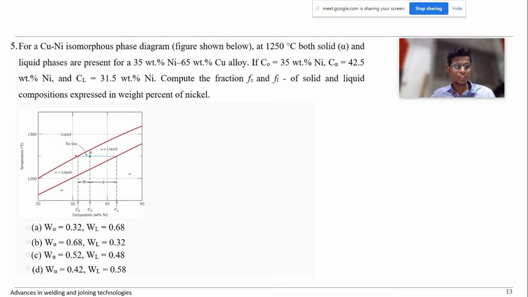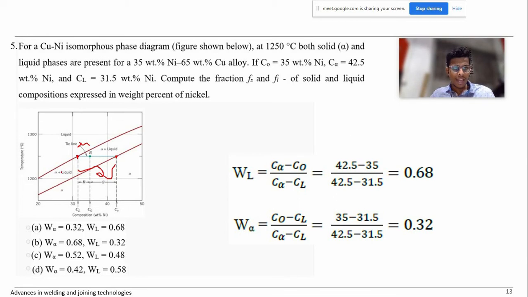If I want to calculate the liquid fraction, the shortcut in the lever rule is C alpha minus C naught divided by C alpha minus CL. That will give the liquid fraction. And if I want to calculate the solid, the shortcut is to take the overall difference: C naught minus CL divided by C alpha minus CL.